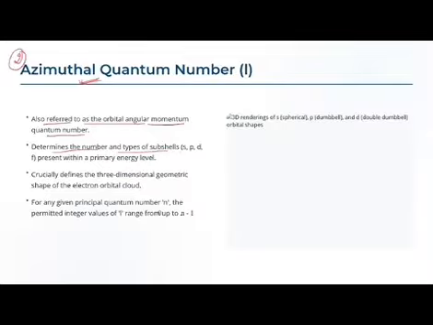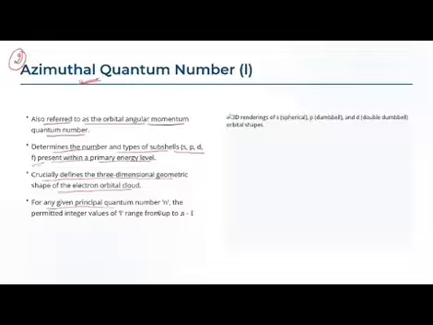And for example, in the way we have designated the shells like K, L, M, N, similarly subshells can be designated as s, p, d, f, present within a primary energy level. Now these crucially define the three-dimensional geometrical shapes of the electron orbital cloud.